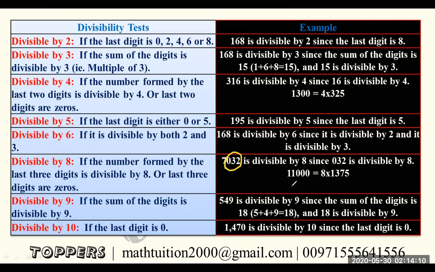Similarly, if 11,000, since the last 3 digits are 0, it is also divisible by 8. 8 times 1375 gives you 11,000.